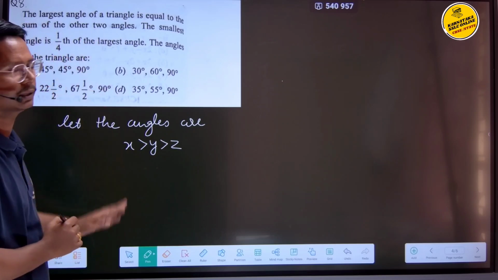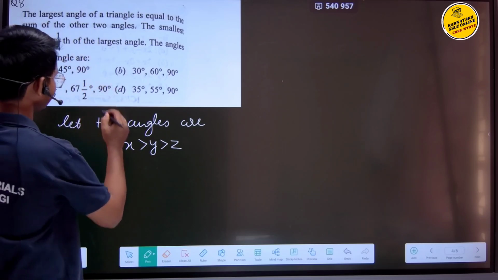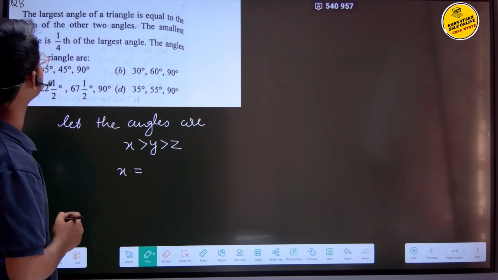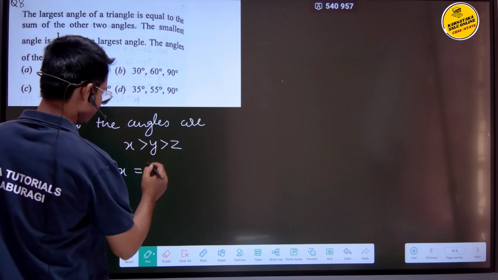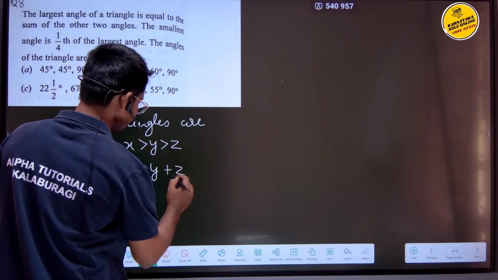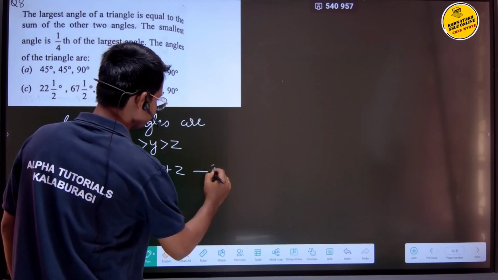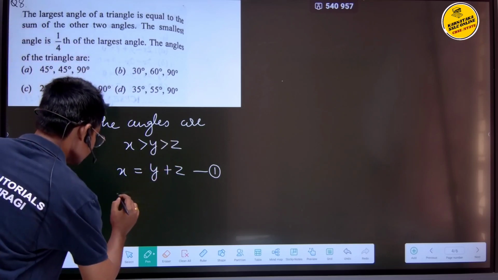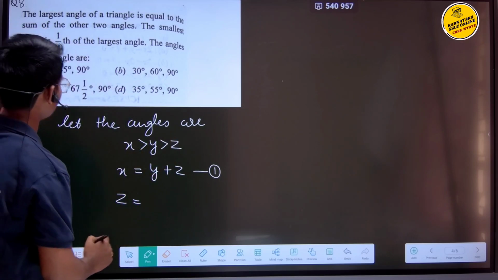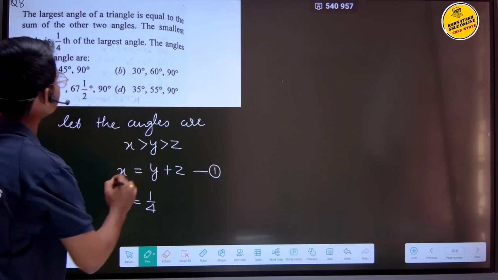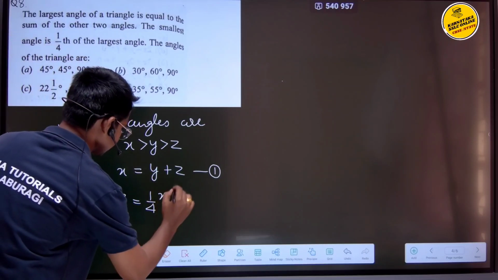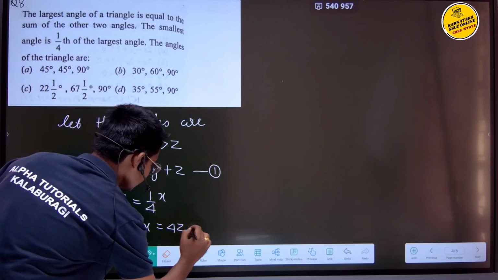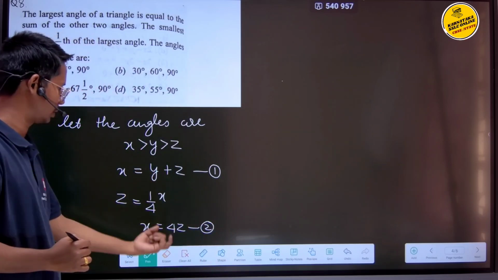Now I'll write as per the question. The largest angle of a triangle is x, and it is equal to the sum of the other two angles. Here the other two angles are y and z. It means y plus z. Correct? So I'll call it equation 1, first part. Second part, the smallest angle, which is the smallest angle in this case, z. The smallest angle is 1/4 of the largest angle. The largest angle is x. Correct? Now if I write for x, it is x equal to 4 into z. Correct? Okay, I have got 2 equations.